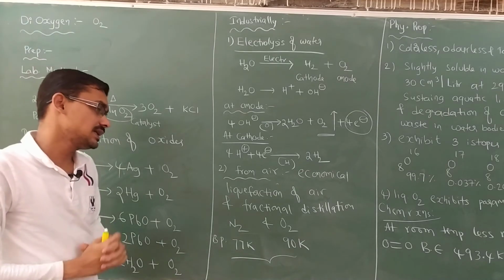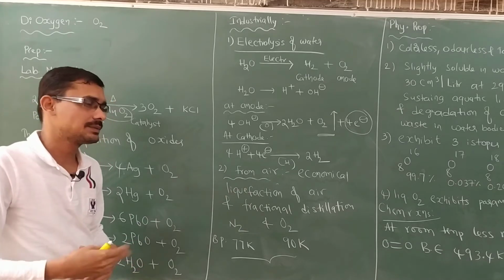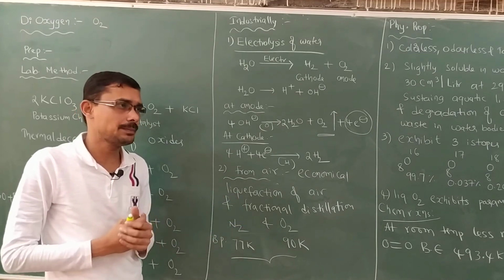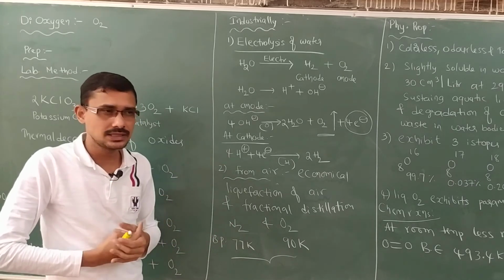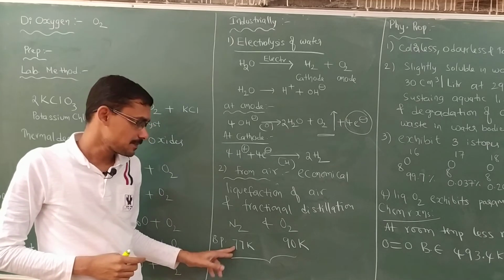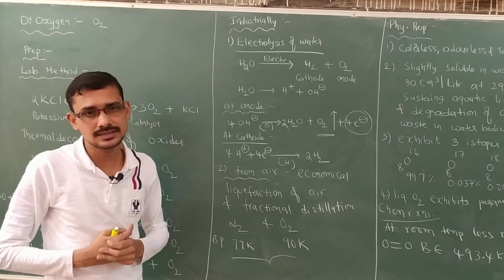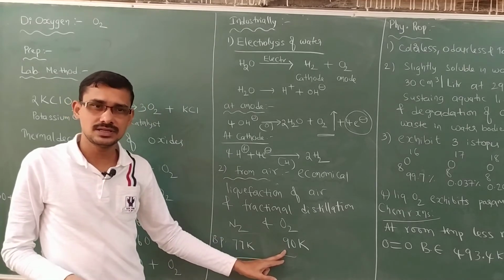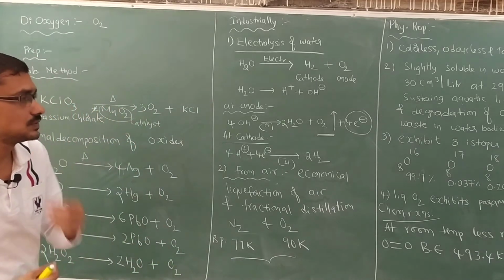Next, economically we can get it from air, because air contains almost 21% oxygen, and the remaining is mostly nitrogen. So what will we do here? We take liquefaction of air, in which both nitrogen and oxygen convert into liquid state, and that is distilled. Fractional distillation: nitrogen has a boiling point of 77 Kelvin, oxygen 90 Kelvin. Whichever has the lower boiling point will readily convert into gas, while the other remains as liquid in the fractional distillation method. This is the general method we use actually.